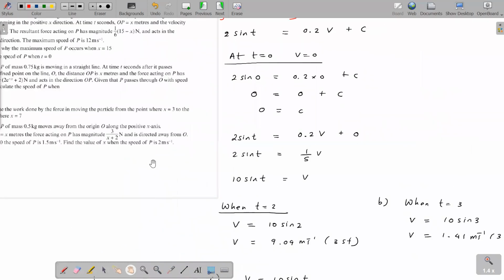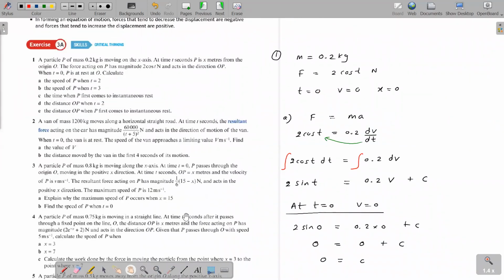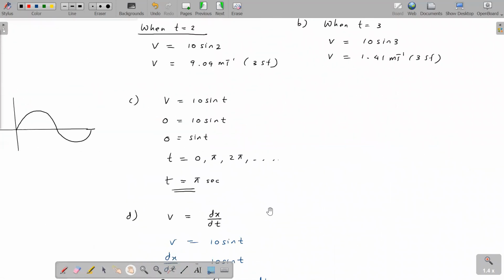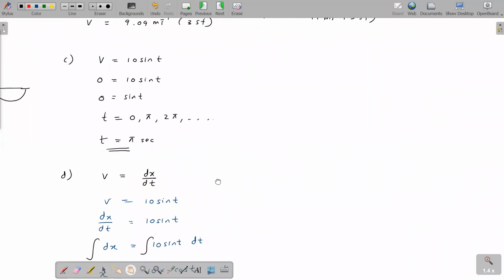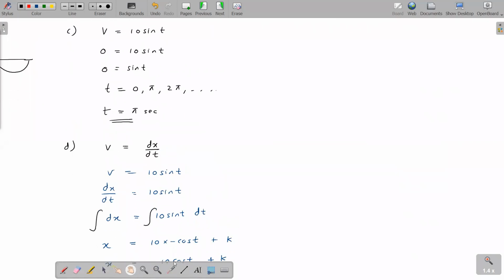And the last part, they want you to find the distance OP when P first comes to instantaneous rest. So where do we first come to instantaneous rest? Didn't we find it? We found that it first comes to instantaneous rest at t equal pi. Didn't we find this in part C? It first comes to instantaneous rest when t equals pi. So the time taken to first come to instantaneous rest is t equal pi.